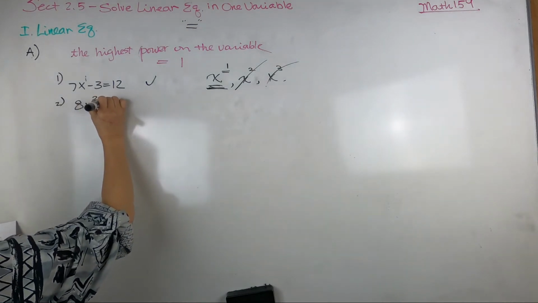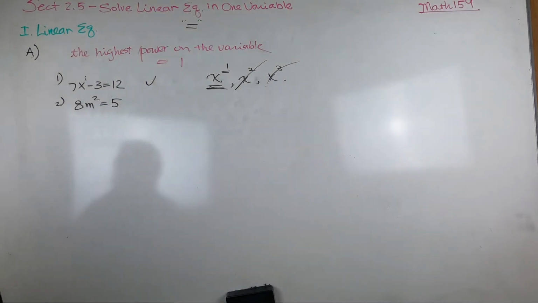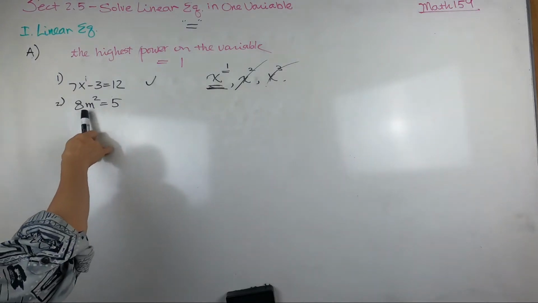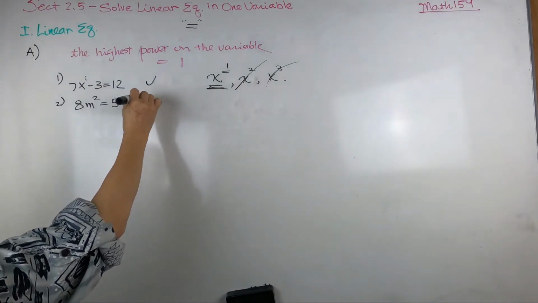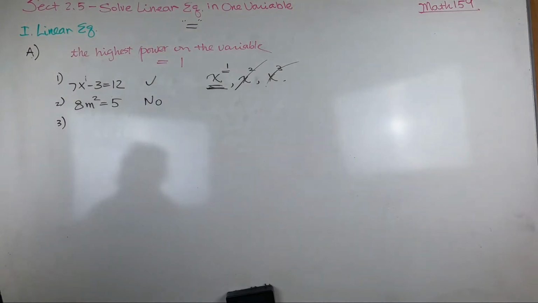If we have m squared equals 5, how many variables? We have 1. Is this a linear equation, with an equal sign? No. Why? Because the power is 2, right? You will deal with this if you take an algebra course, but not for stats.